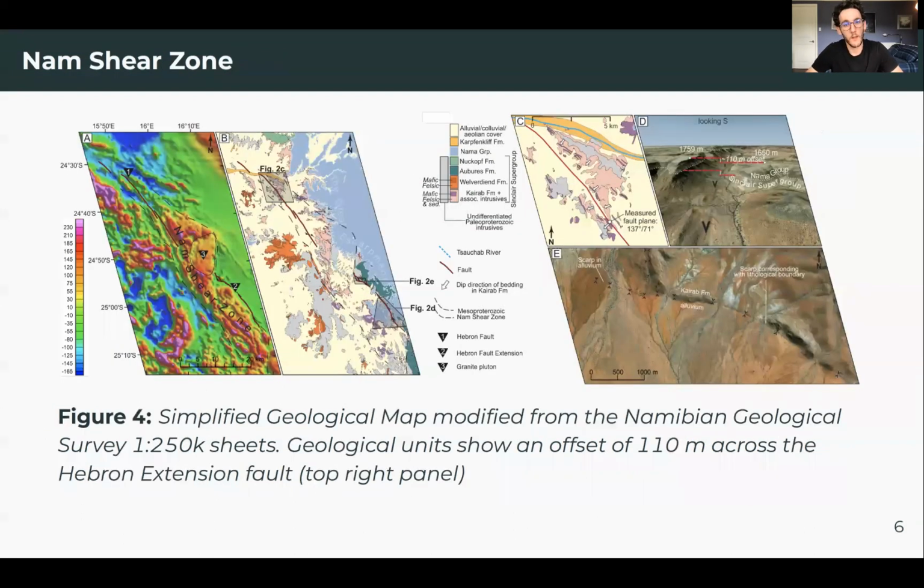So let's take a look at the regional geology and some aeromag data here. On the left, you can see that there are several lineaments running parallel to the Hebron fault, and it runs further south. When we're looking at this data, we identified a second fault, which we've named the Hebron extension fault, further to the south, but that wasn't included in the digital elevation model.